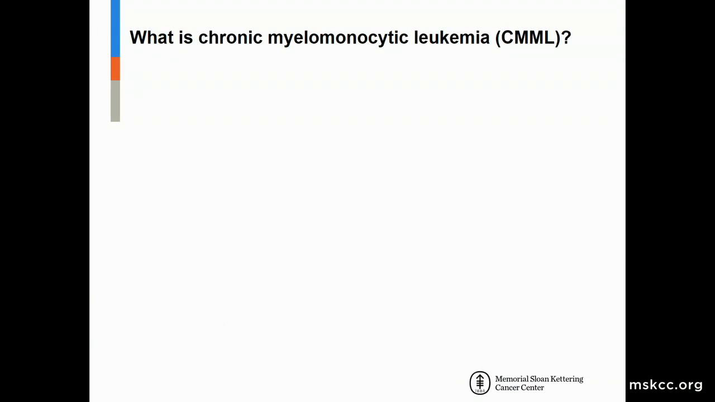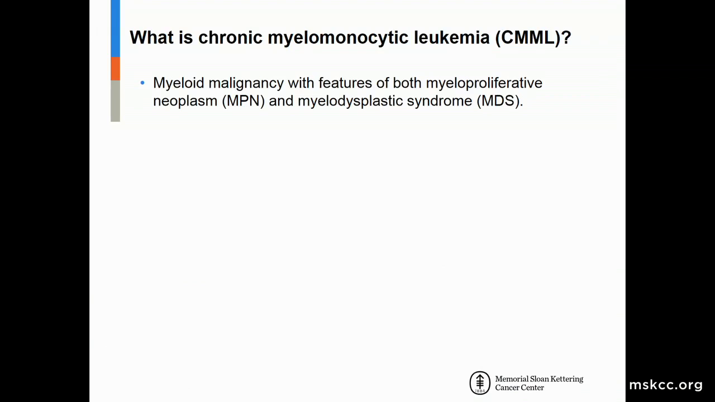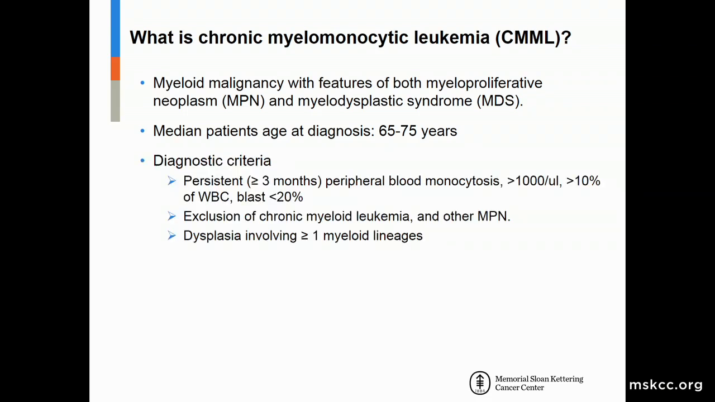And then what is CMML? CMML is a myeloid malignancy which shows both myeloproliferative and myelodysplastic features. So that is proliferating and also dysplastic morphology. The median patient age is late 60s or early 70s, like our patient. And we have diagnostic criteria.